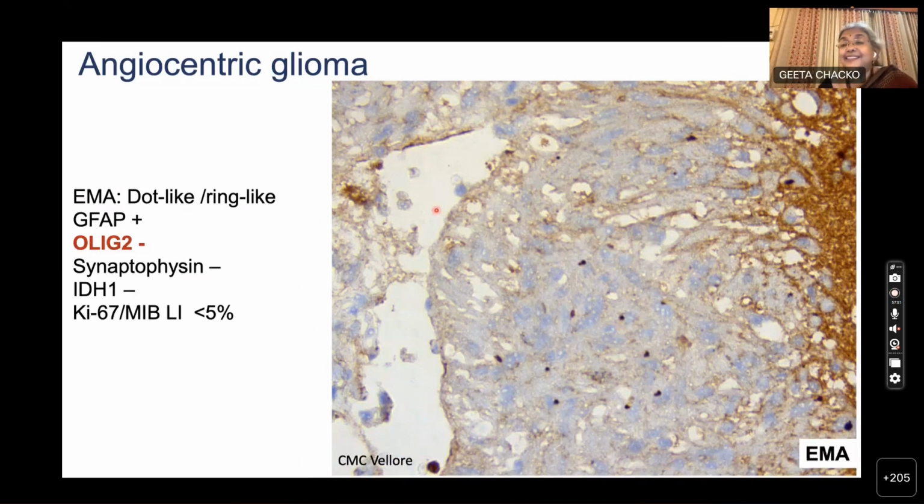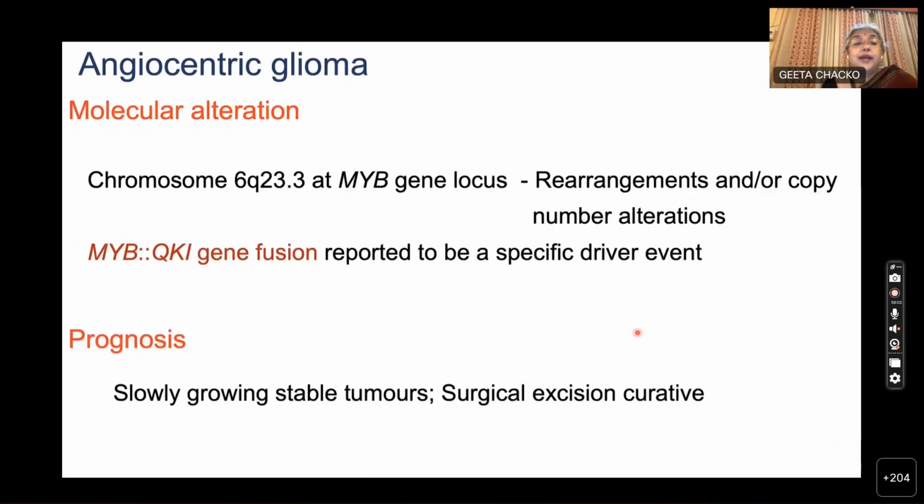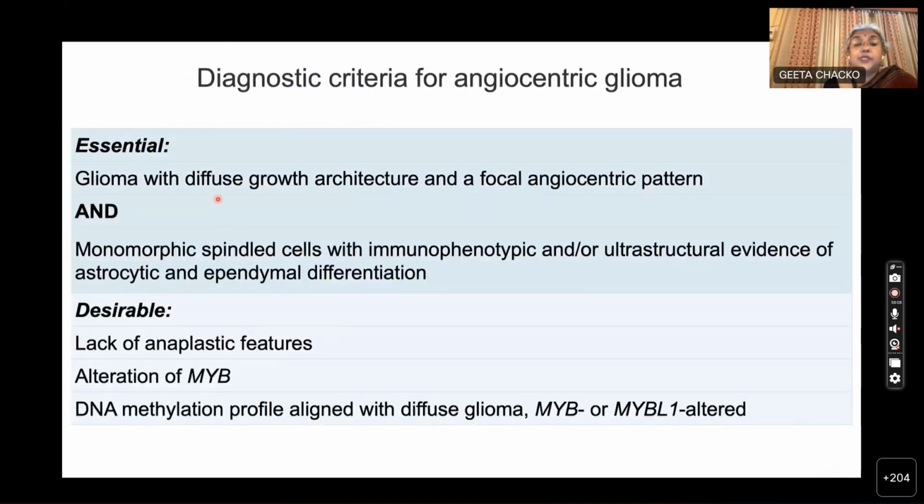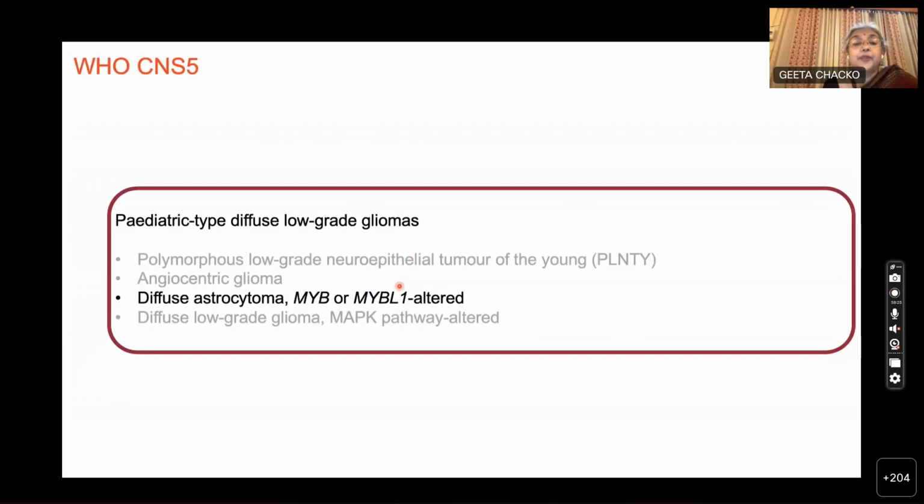We'll come to it later. So here you see this dot-like positivity because it's a glial tumor, you get GFAP positive. These tumors are OLIG2 negative. Unlike the other tumor that is OLIG2 positive, these are OLIG2 negative. And they often show this MYB-QKI gene fusion. So the essential criterion here is, again, you don't need molecular: diffuse growth pattern with focal angiocentric, and immunophenotypic evidence of astrocytic or ependymal differentiation. If this is present, you can make a definitive diagnosis based on the histology.